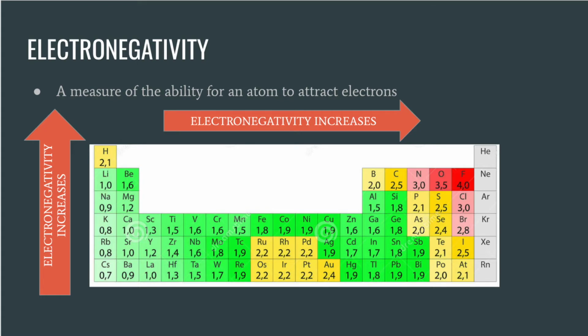Moving on to our final trend, we're going to be looking at electronegativity. A lot of people get this definition and ionization energy mixed up, but they are different. Electronegativity is a measure of the ability for an atom to attract electrons. Basically, how badly does an element want to gain and attract more electrons? Overall, you're going to see a similar trend. Electronegativity generally increases going from left to right across a period, and again, it's going to increase going from bottom to top within a group.